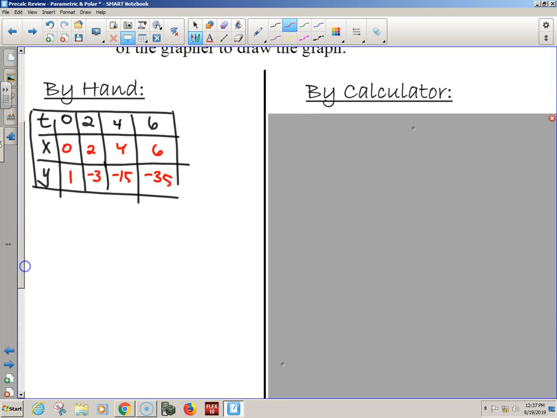When we go to graph our function, if we're saying that t equals 0 is our initial, you don't actually graph the times at all. You're just graphing what's going on during these times by graphing the x's and the y's. So we have 0, 1. We have 2, negative 3. We have 4, negative 15, and it'll keep on going from there.